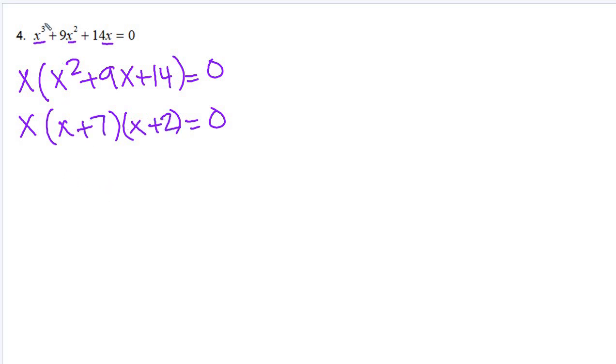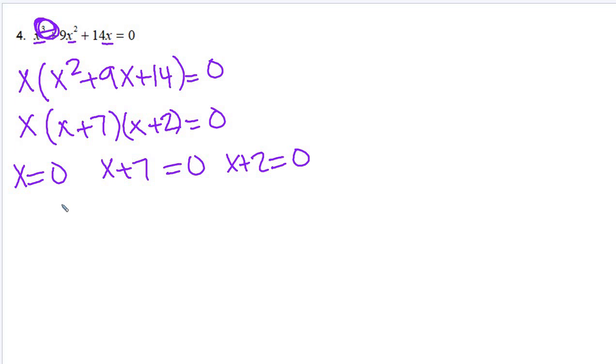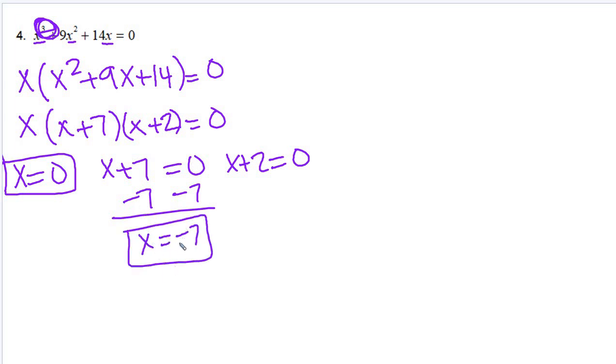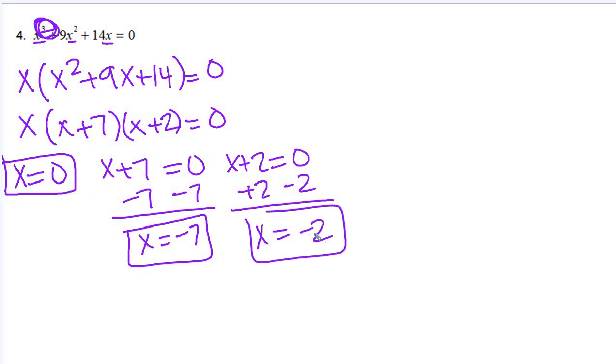So I'm going to take all 3 factors. It's important to remember a third degree polynomial, 3 factors. x is equal to 0, x plus 7 is equal to 0, and x plus 2 is equal to 0. So I have x is equal to 0 is 1. So minus 7, negative 7. So it has a negative 7, so 1, 2, and then subtract 2, and I get x is equal to negative 2. So I have 1, 2, 3 zeros, and a third degree polynomial. So you always want to check those and make sure that you have the same number of solutions as you have a degree of your polynomial.